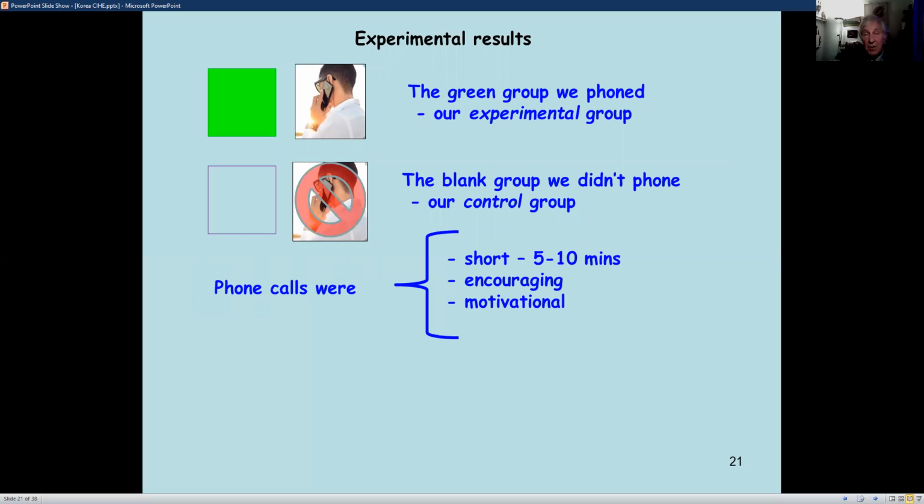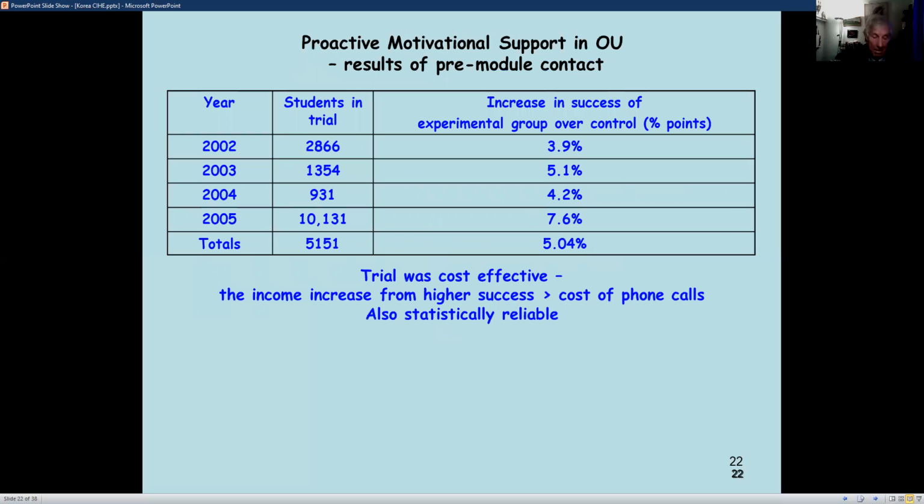We then, at the end of the year, compared the success rates in the two groups. We repeated the experiment over 4 years with a large number of students, and we found that there was a steady increase in success of an average of about 5% in the experimental group. 5% doesn't sound like a big increase in success, but it was the result of apparently just one phone call.